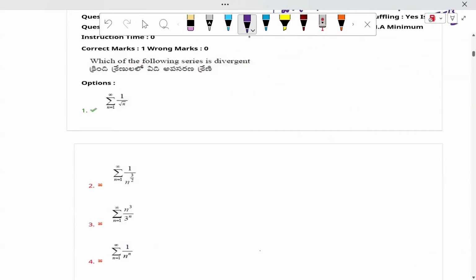Another question: which of the following series is divergent?